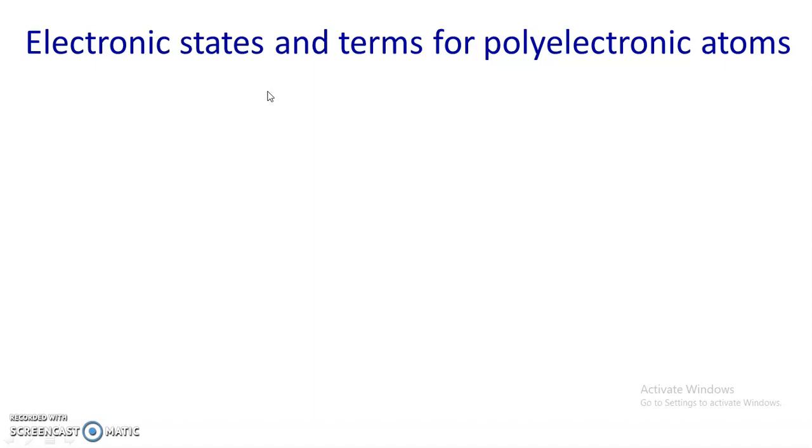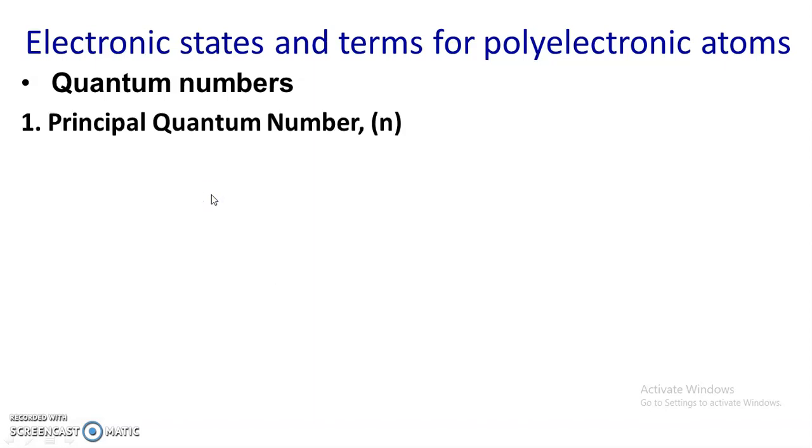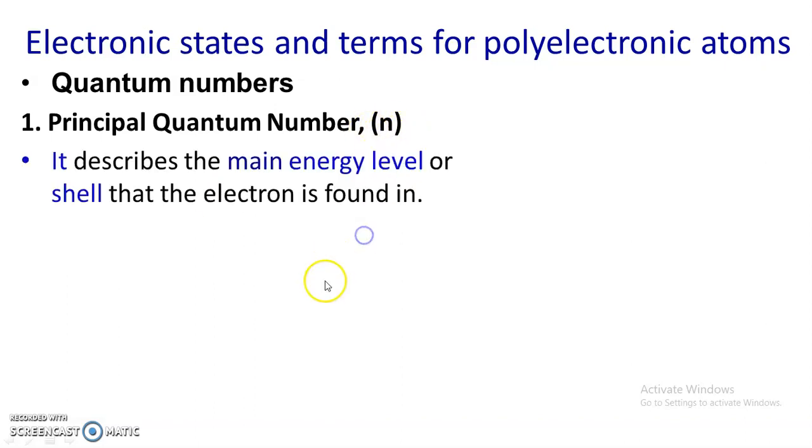Now, before discussion of these electronic states, meaning of electronic states and how these are different than the energy levels considered for writing electronic configuration, first of all you must know about the quantum numbers, basics about the quantum numbers. You know there are four quantum numbers: principal quantum number, azimuthal quantum number, magnetic quantum number, and spin quantum number. First of all, what is principal quantum number denoted by small n?